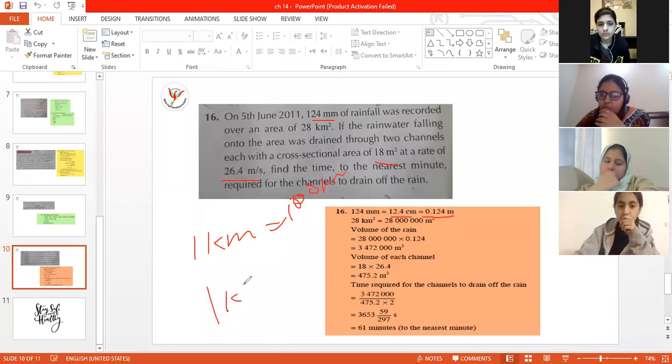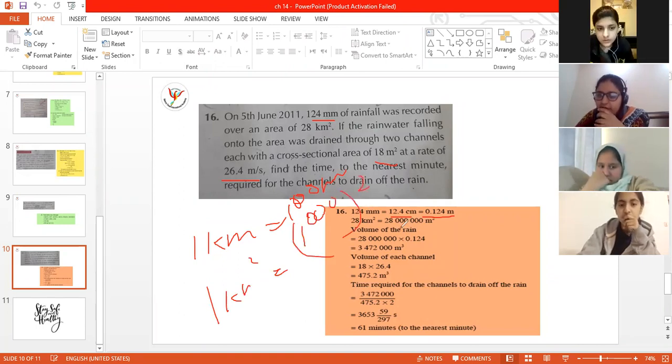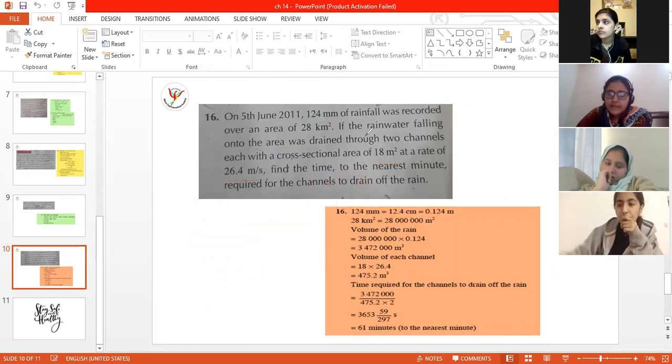Now 1 kilometer square will be equal to 1000 square. So 28 kilometer square will become 28,000,000 meter square. Clear? Now, first of all, we have to find the volume of the rain. The question is very simple. We have to find the volume of the rain, then find the volume of the drain, and then divide both, and we will come to know the time.